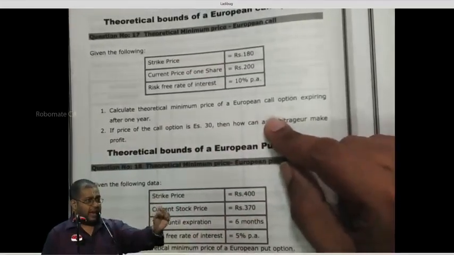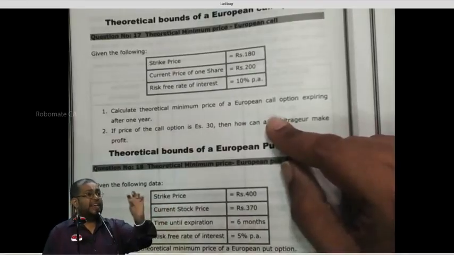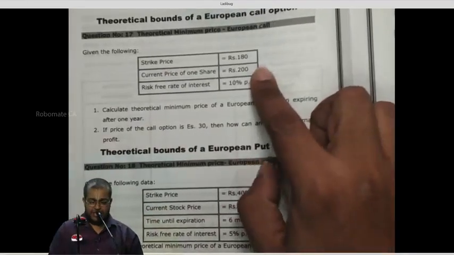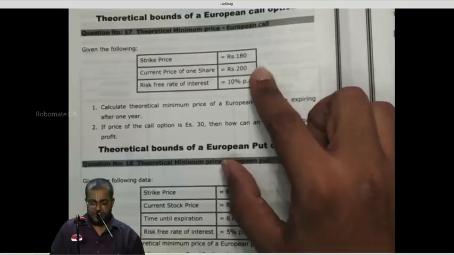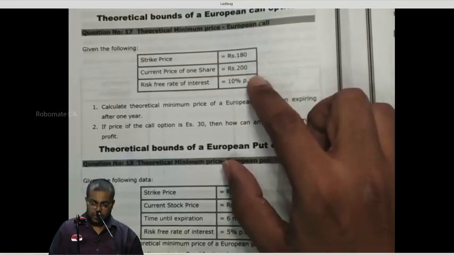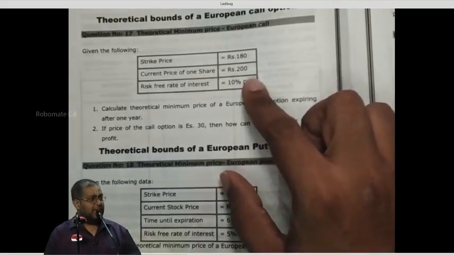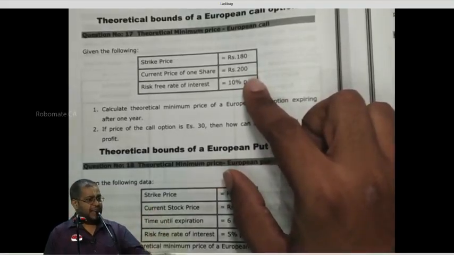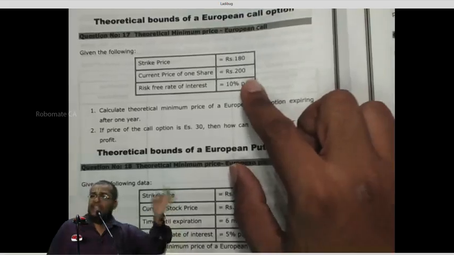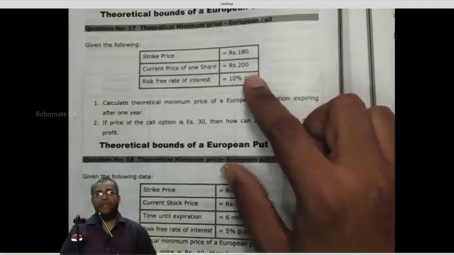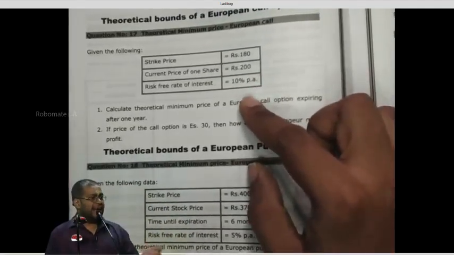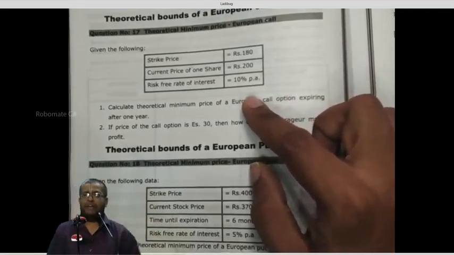Today in the stock market, in the stock exchange, in the share segment, X Limited share is selling at how much rupees? 200 rupees. The current spot price is 200. It is the price at which the share is being bought and sold today in the share segment. Yes or no? Next.